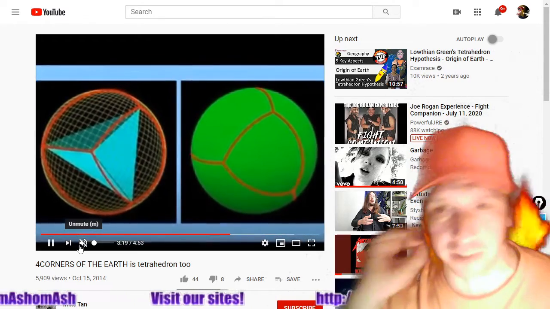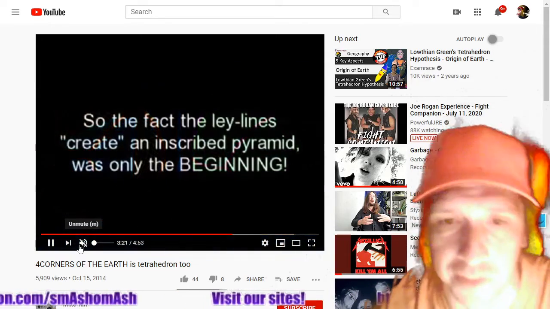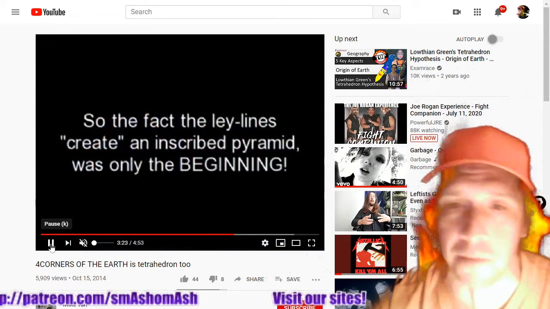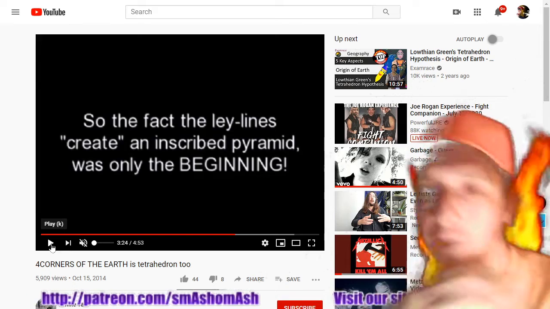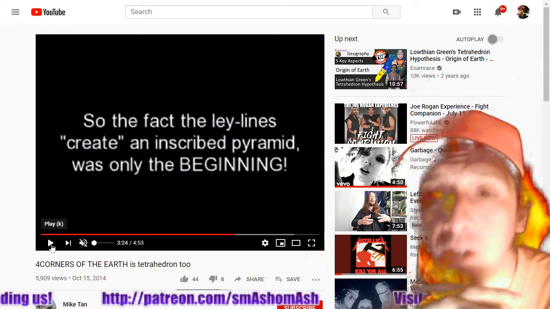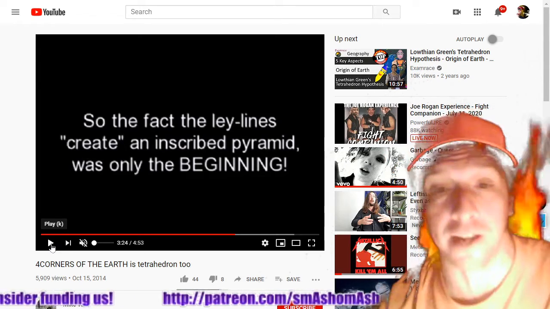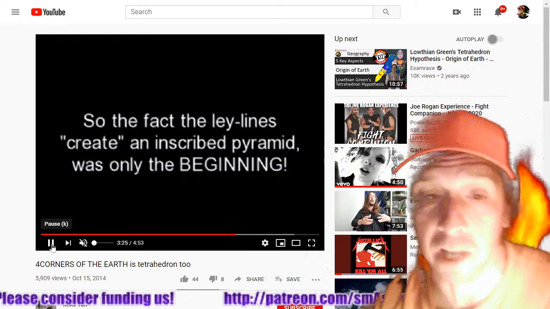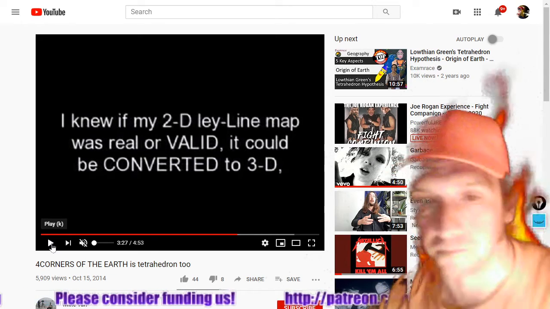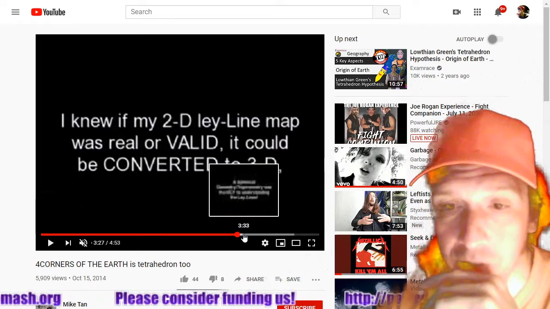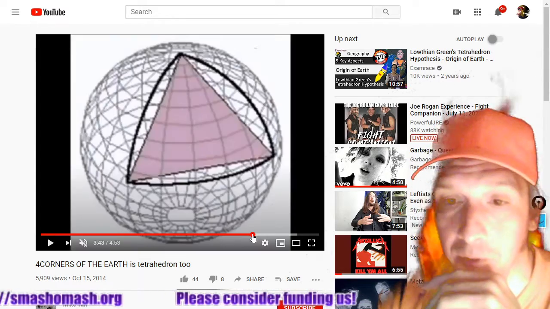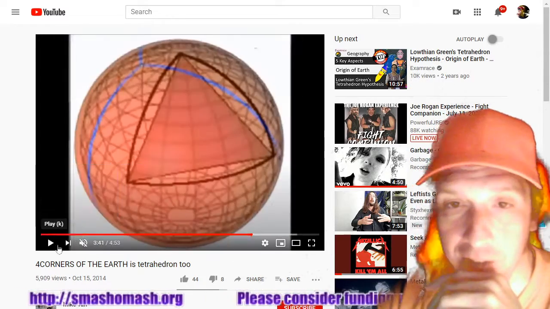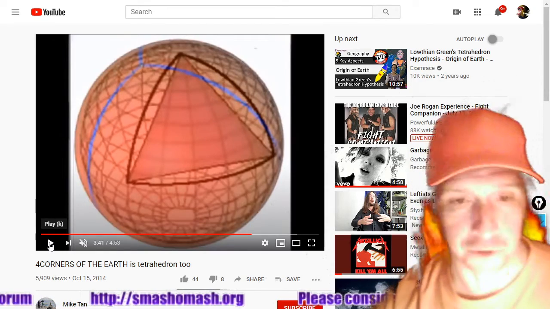Here's some more fascinating graphics. I think that might be a Pokeball. The Earth is a Pokeball, folks. Oh my God. Anyway, the ley lines on the planet create an inscribed pyramid, which is only the beginning. Imagine if it could be converted to 3D. I'm sure that wouldn't be some irrelevant stuff. Here's some more fascinating images. Fisher-Price, my first Photoshop.